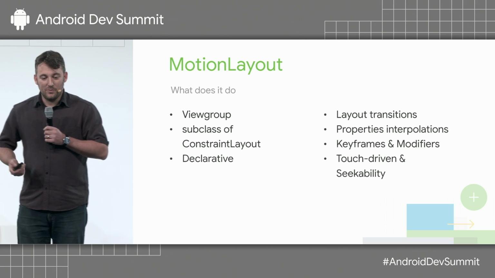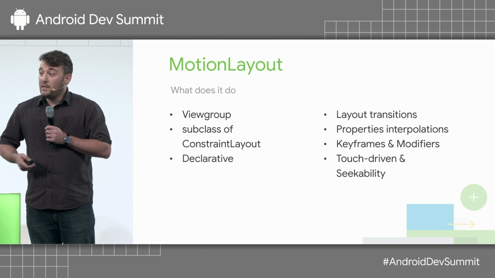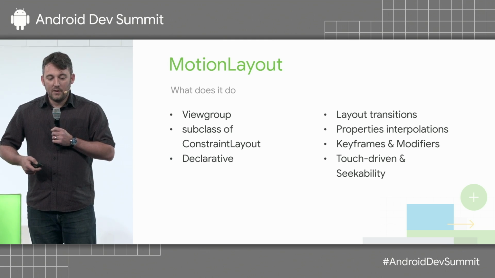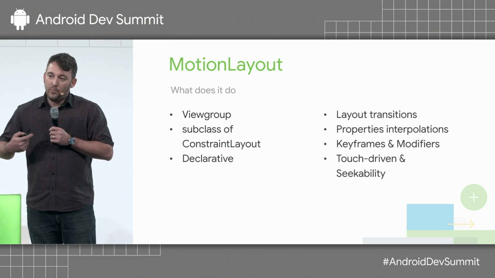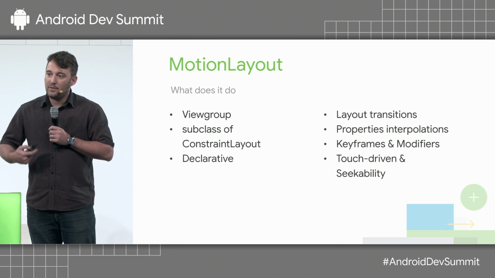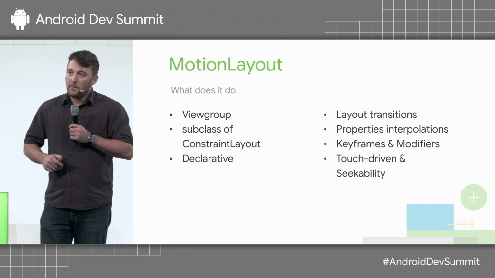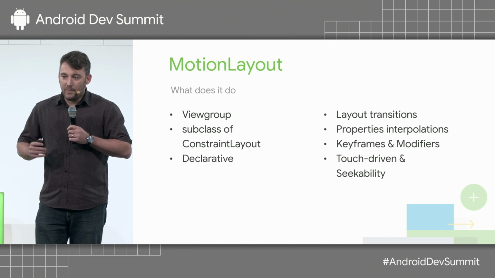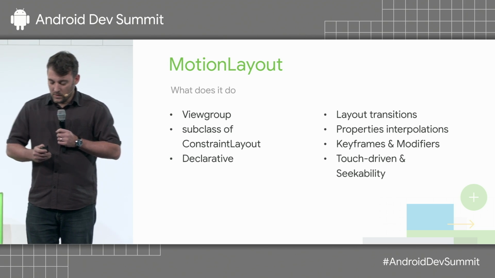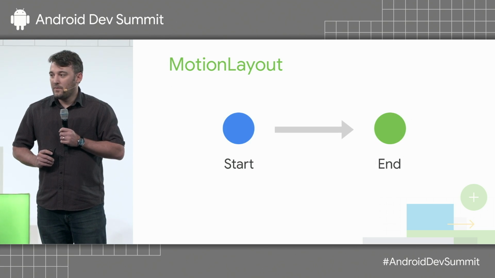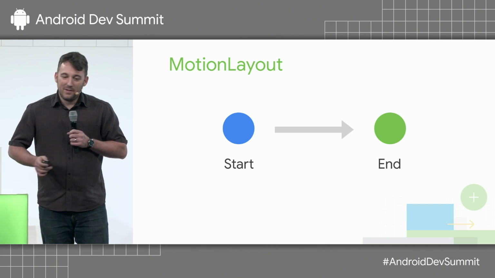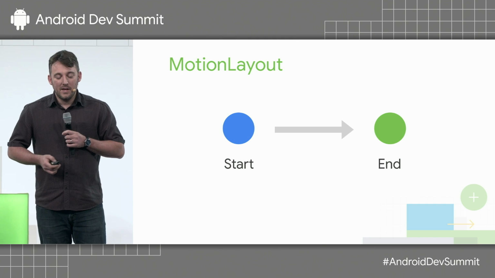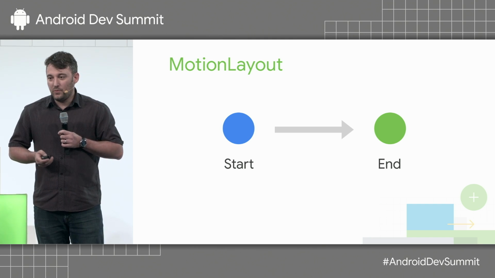On the flip side, you do have to know how to use ConstraintLayout. But it does a lot. We do layout transitions. We interpolate properties as well. We have really powerful support for touch-driven motion. So it's like taking a little bit of various areas of animation and packaging it into a single place. Roughly speaking, the only thing you have to understand is we are animating between two states. We have a start state and an end state. And we just interpolate between those two things.